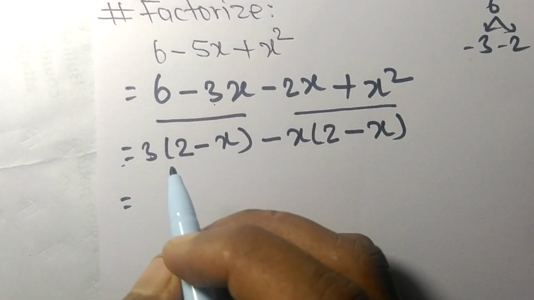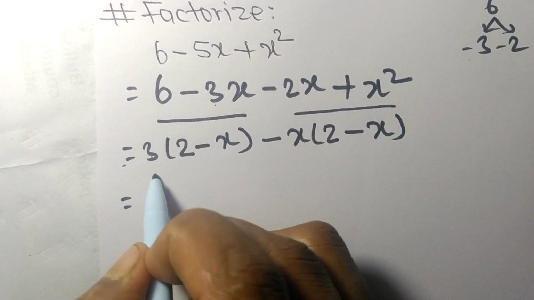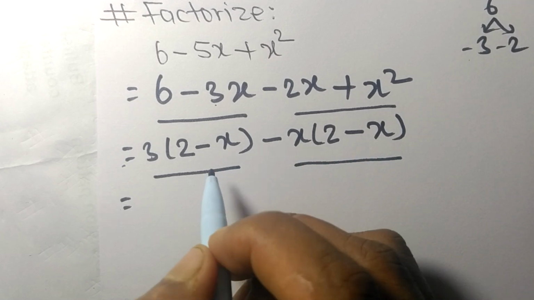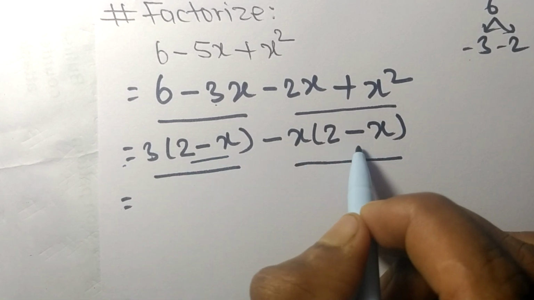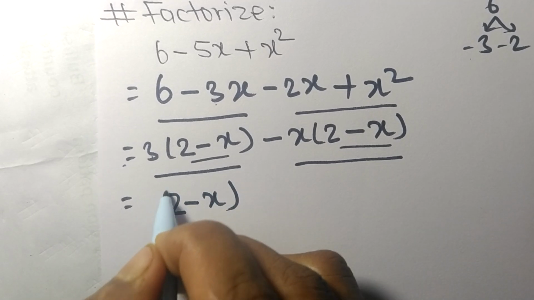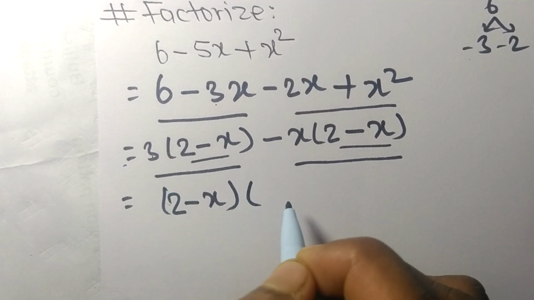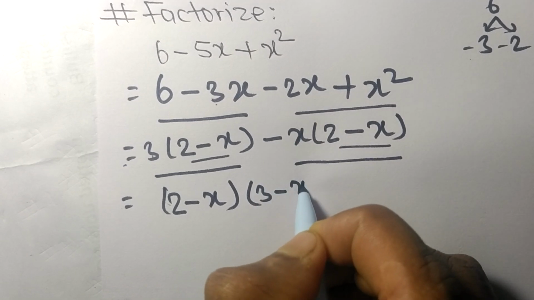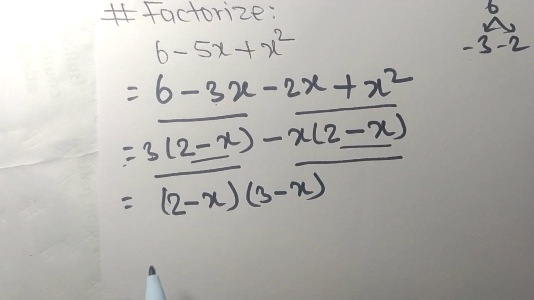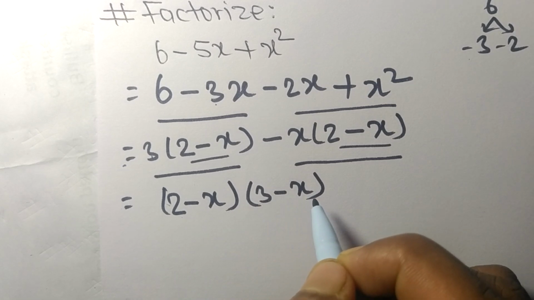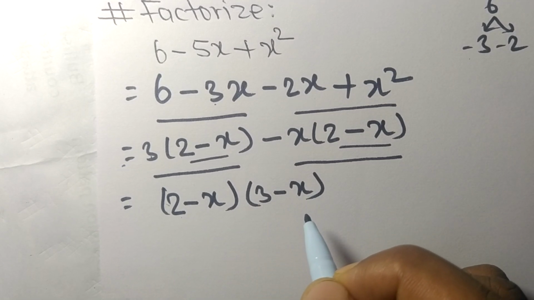So now we again find out the common in first and last expression. So both contain 2 minus x. So 2 minus x is common, and remaining in the first 3, in the last minus x. So 2 minus x and 3 minus x are the required factors.